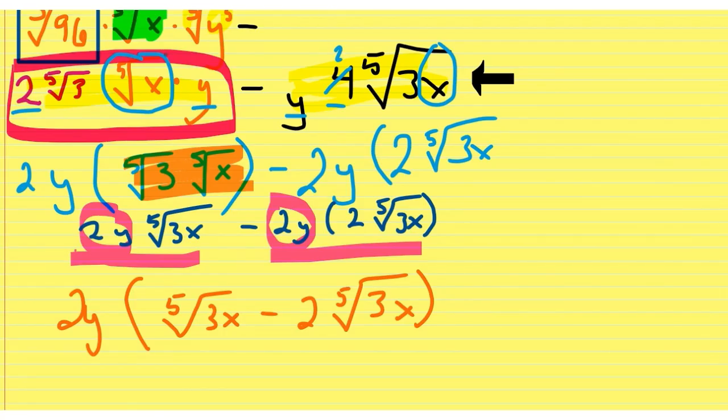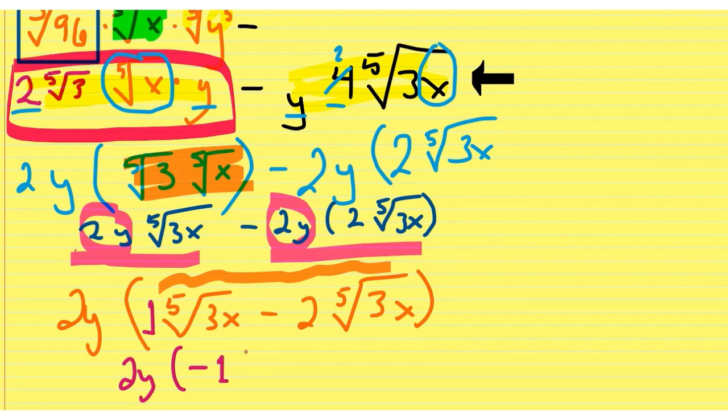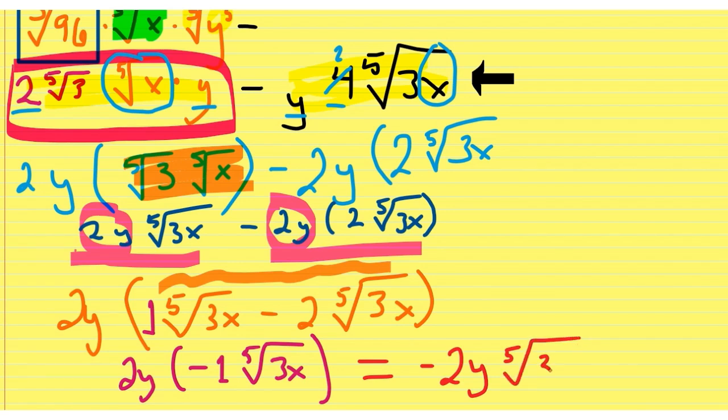Okay, and now we can actually subtract these two things. Because this is actually an invisible 1, so 1 times the fifth root of 3x minus 2 times the fifth root of 3x. So that's going to be 2y, and that's going to be negative, invisible 1 times the fifth root of 3x. But I can bring this negative out front. So my final answer is going to be negative 2y times the fifth root of 3x.